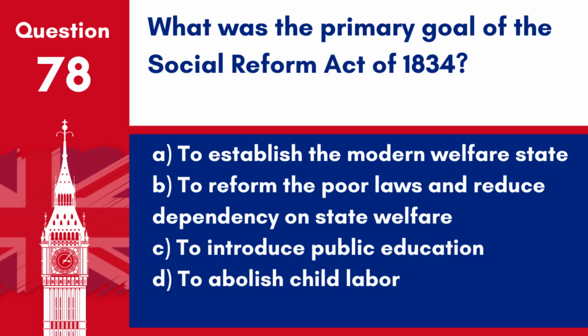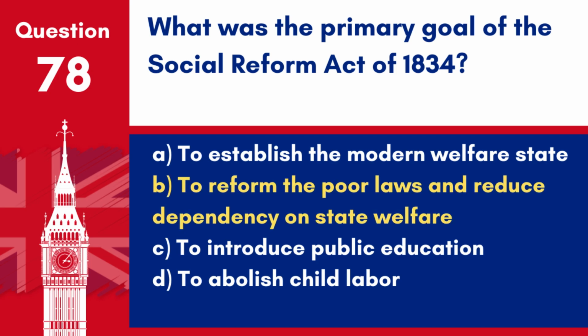Question 78. What was the primary goal of the Social Reform Act of 1834? A. To establish the modern welfare state. B. To reform the poor laws and reduce dependency on state welfare. C. To introduce public education. D. To abolish child labour.